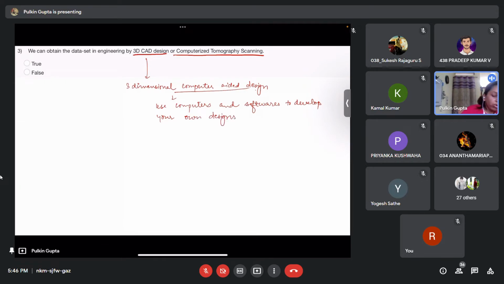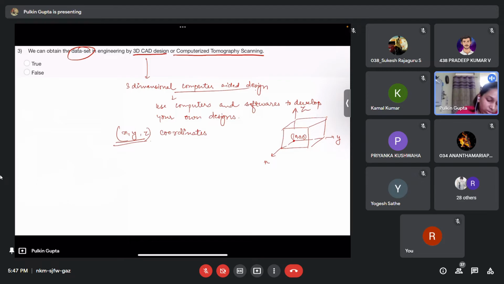Now, when you develop your own designs, what you impart as information is X, Y, and Z information. So you provide a data set of X, Y, and Z coordinates. The simplest example is giving a cube. You are giving the information that, suppose this is the origin, so this is 0, 0, 0. Now this is X, Y, and Z supposedly.